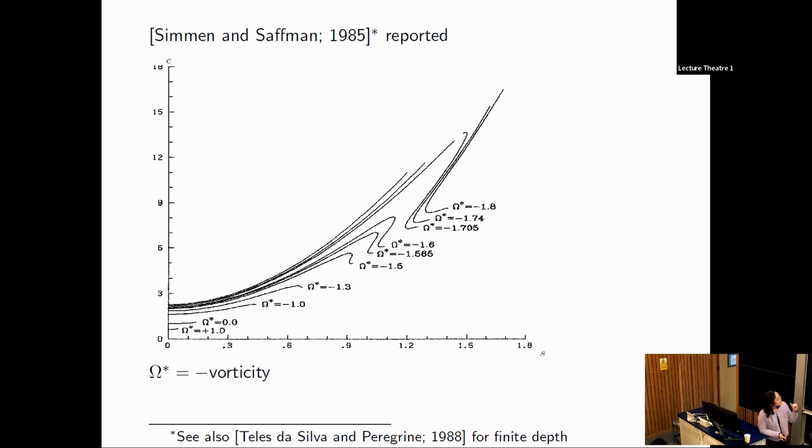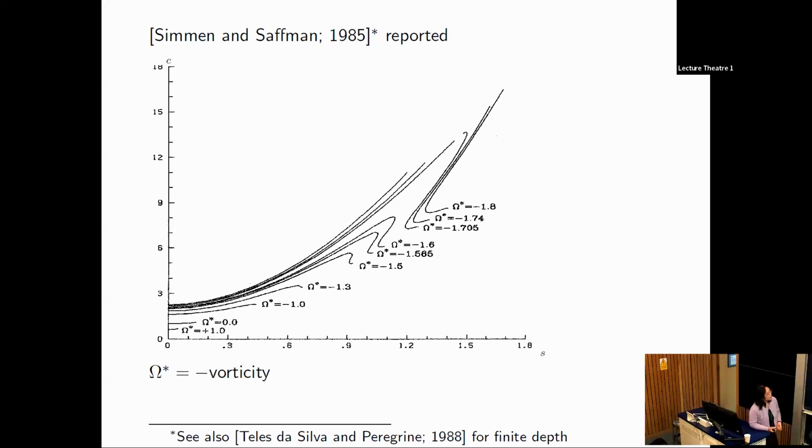This result is in the infinite depth case, and subsequently, Pullin and Da Silva and Peregrine extended this result to finite depths. And of course, many people in this room contributed to this problem, and I'm probably not doing justice to the history of the problem.